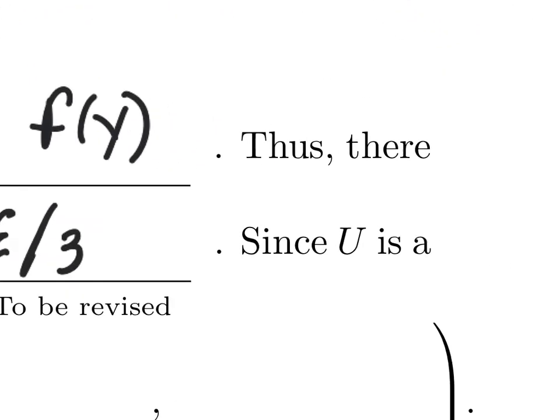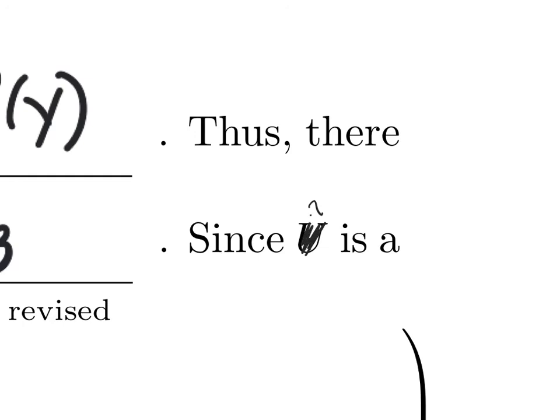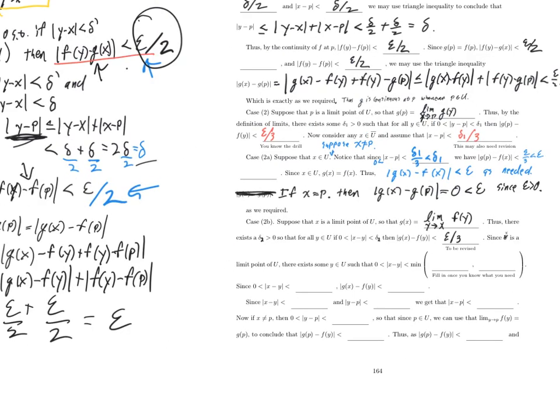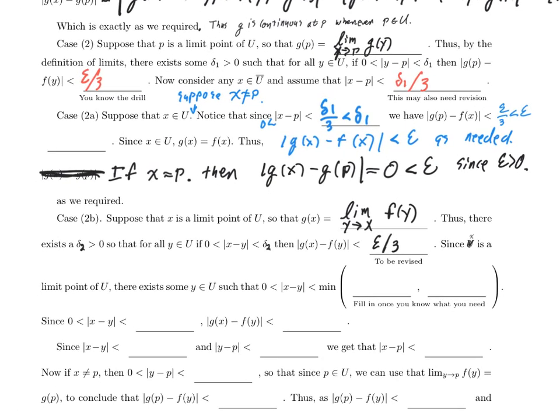Since x is a limit point of U, there exists some y in U such that 0 is less than the absolute value of x minus y is less than some arbitrarily small error. And according to the stuff off to the side, it looked like maybe taking the min between delta 1 over 3 and delta 2 might be what we need. Well, let's see if this actually works. We'll be prepared to revise those two blanks.